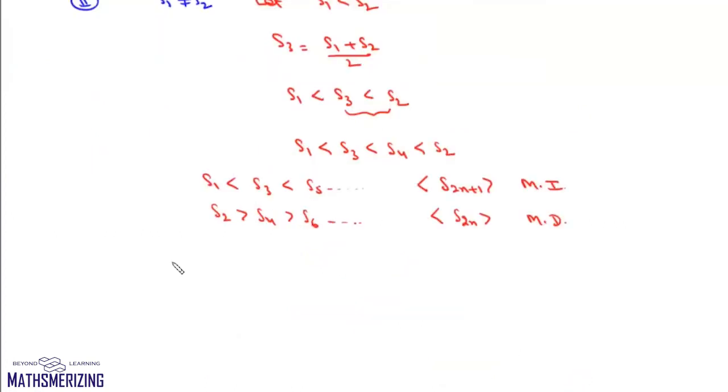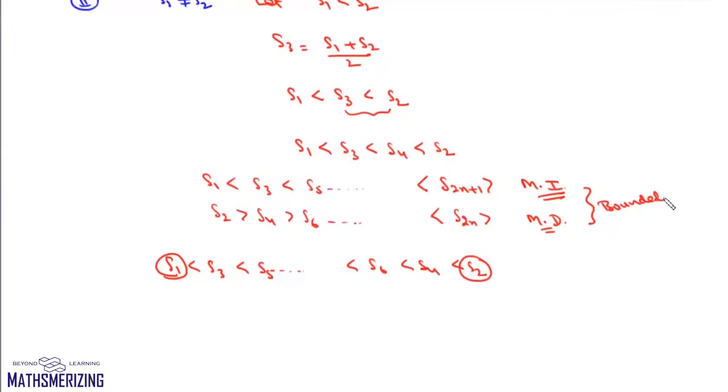Now we look at these two sequences. S1 is less than S3, less than S5, and so on, and S6, S4, S2. Both the sequences lie between S1 and S2. So both these subsequences are monotonic, and they are bounded. Since both subsequences are monotonic and bounded, both of them will converge.